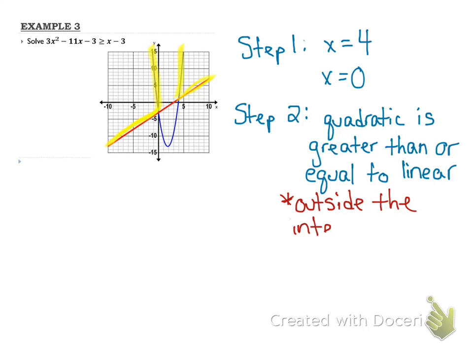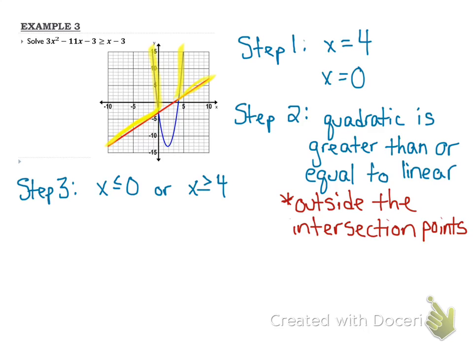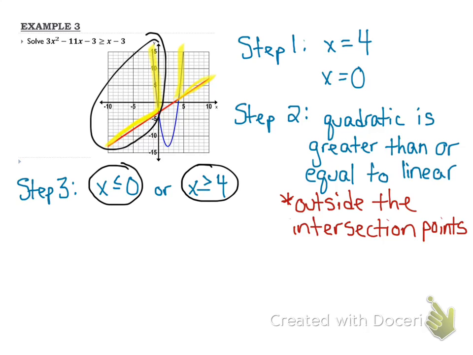In this case, our solution ends up being outside the intersection points, so all of our notation will match what a split solution would look like. First, we'll write our inequality symbols. We want to say that x can be less than or equal to 0, or x can be greater than or equal to +4. This portion of the solution goes along with this part of the graph, and then this part of the solution goes along with this part of the graph.